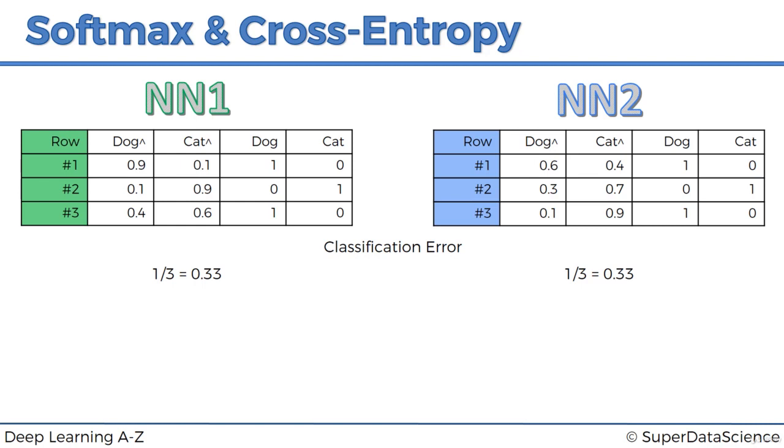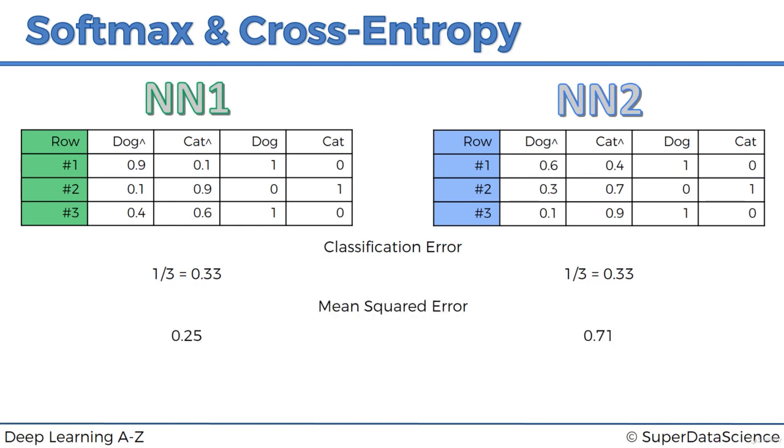And so basically from this standpoint, both neural networks perform at the same level. But we know that's not true. We know that neural network 1 is outperforming neural network 2. That's why classification error is not a good measure, especially for the purposes of backpropagation.